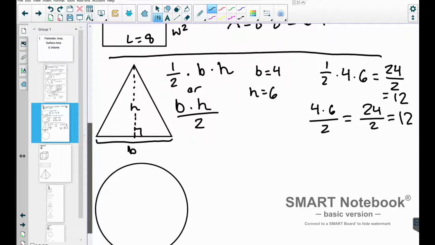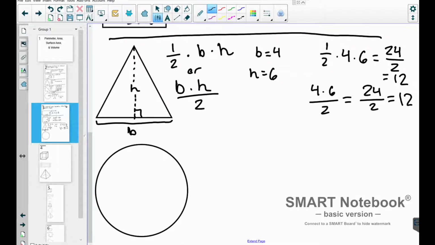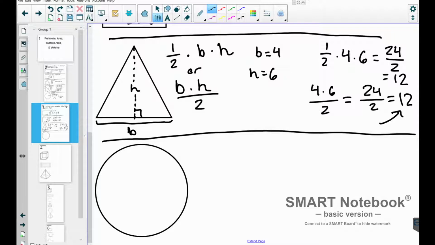So for triangles, you need height and base, and that is what your result is going to be along the line. We use 1/2 times base times height, or base times height over 2.